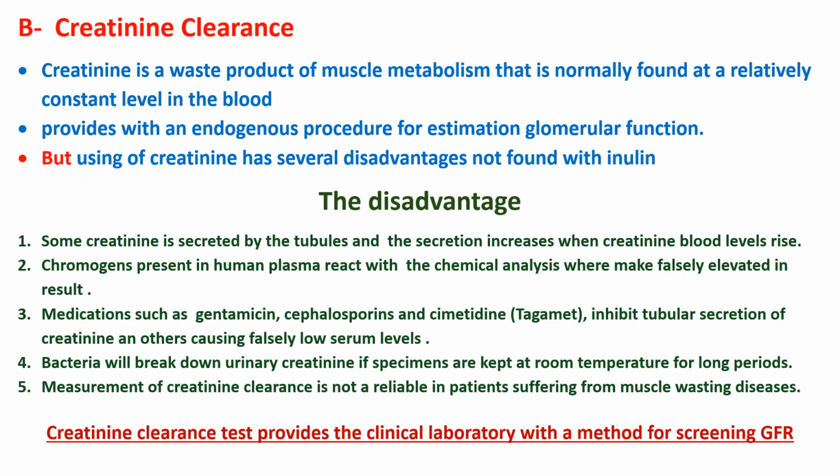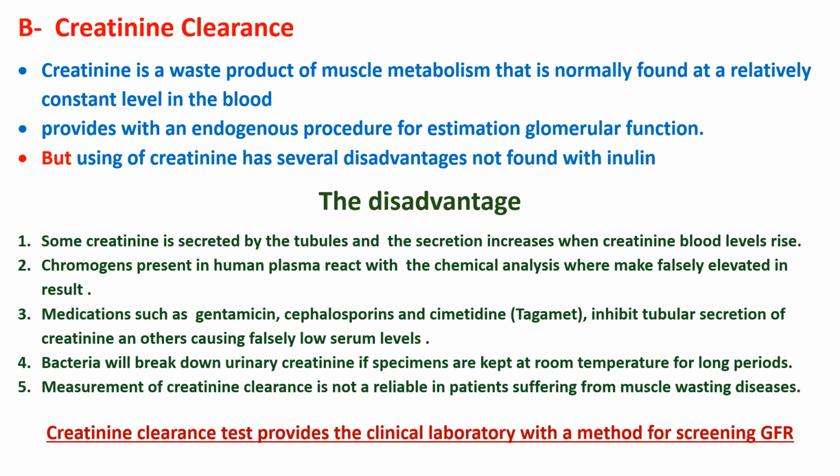Creatinine clearance. Creatinine is a waste product of muscle metabolism. It is normally found in the blood and provides an endogenous procedure for estimating GFR, but using creatinine has several disadvantages which are not found with inulin. These disadvantages are: some creatinine is secreted by the tubules, and this secretion increases when the creatinine blood level is high. Chromogens present in human plasma react with the chemical analysis, which gives falsely elevated results.